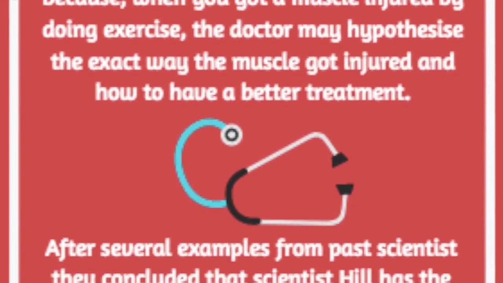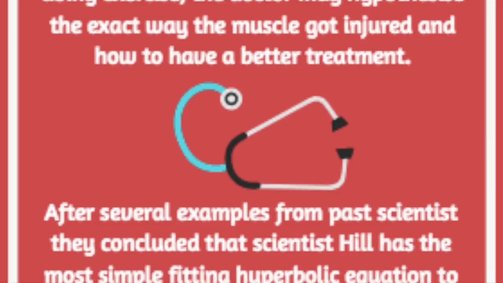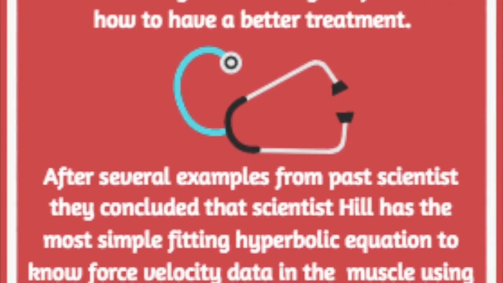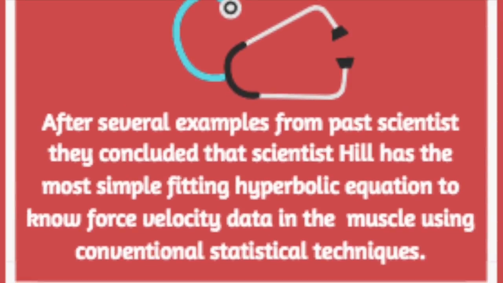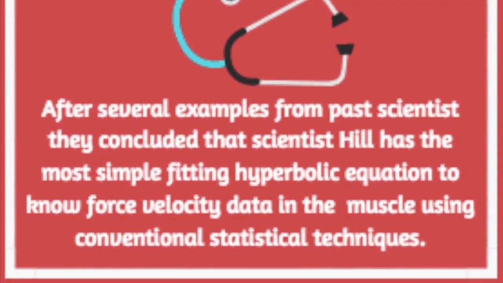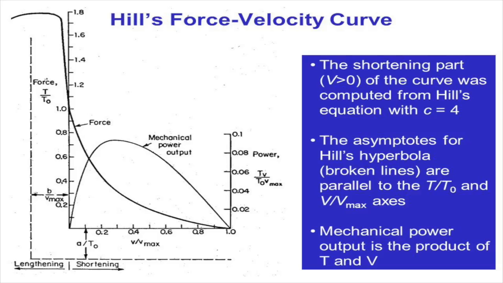The approach is based on a three-dimensional regression analysis of the variables force, velocity, and force times velocity. Several methods have been used in the past for fitting a hyperbolic function to experimental force and velocity data, but after several examples from the past sciences, they concluded that scientist Hill has the simplest fitting hyperbolic equation to know force velocity data in the muscle using conventional statistical techniques.